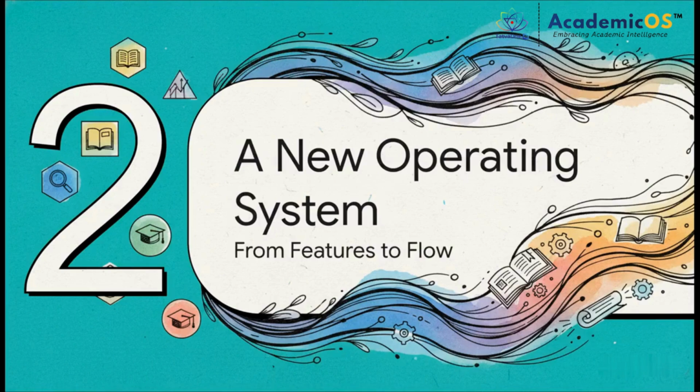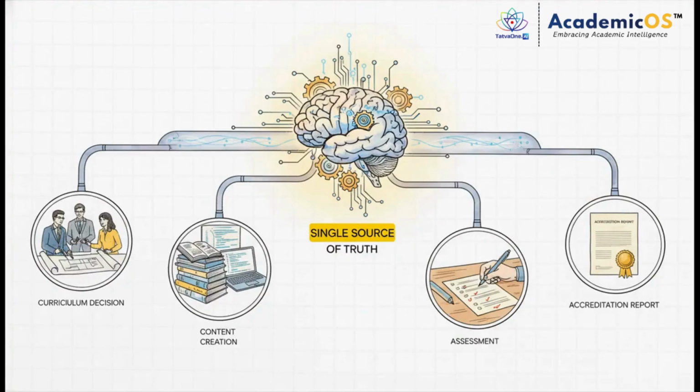So, what's the alternative to all this chaos? Well, it really demands a whole new way of thinking. Let's explore what it looks like to move away from just collecting isolated features and instead build a single, unified academic flow. And this right here perfectly illustrates that new way of thinking. See, instead of buying a separate tool for every single step, the whole idea of an academic OS is to connect the entire pipeline. From that very first decision about the curriculum all the way to the final report for accreditation, every single thing is linked back to one single source of truth.